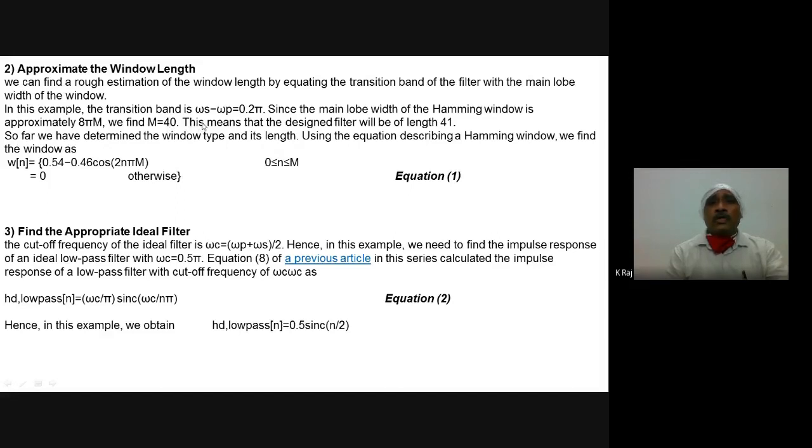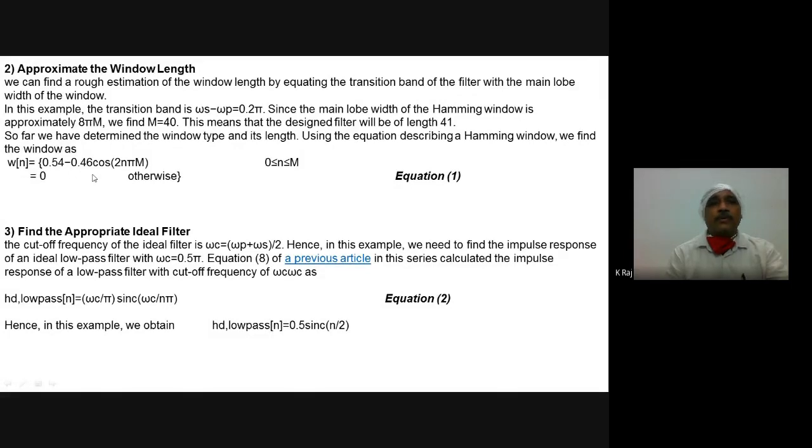Now, this means that the designed filter, what must be the length of the filter? The length of the filter must be 41. Since M is 40, the length must be M plus 1, that is 41. So far we have determined the type of the window and the length of the window. Now we have to describe the window, w[n].